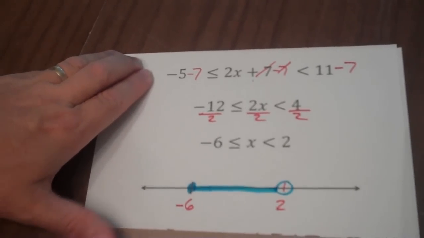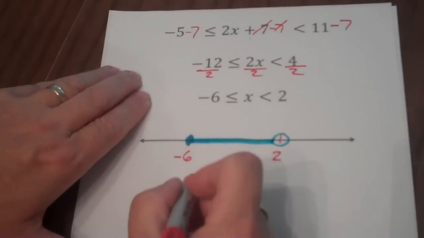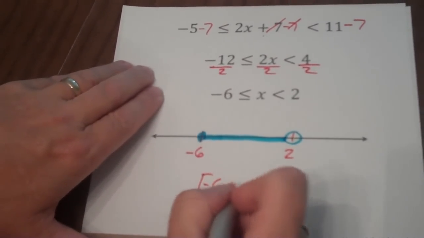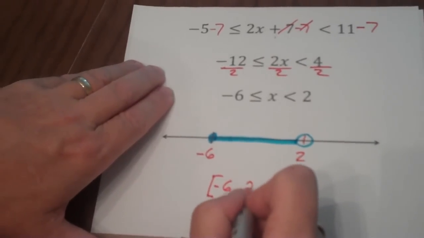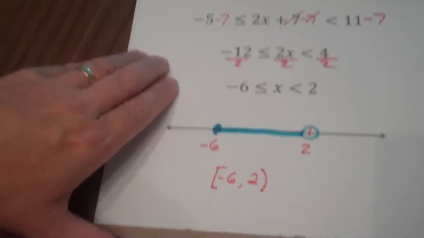Now let's, one more time, list this in interval notation. In this case, the negative 6 is included as one of the solutions, so I use a bracket, comma, my upper limit is a 2. It is not included, so I use a parenthesis, and there I have my interval solution.